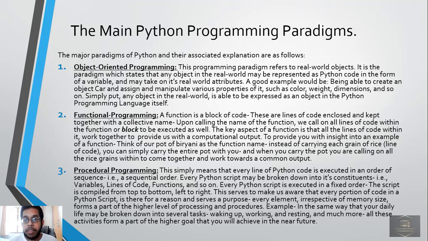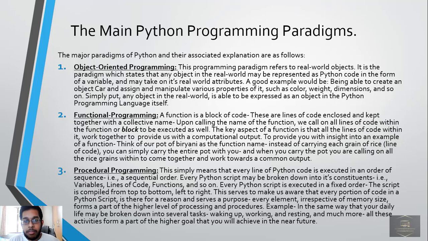The key aspect of a function is that all the lines of code within it work together to provide us with a computational output. To provide you with insight into an example of a function, think of our pot of biryani as the function name. Instead of carrying each grain of rice, each line of code, you can simply carry the entire pot with you. And when you carry the pot, you are calling on all the rice grains within to come together and work towards a common output. Number three, procedural programming.